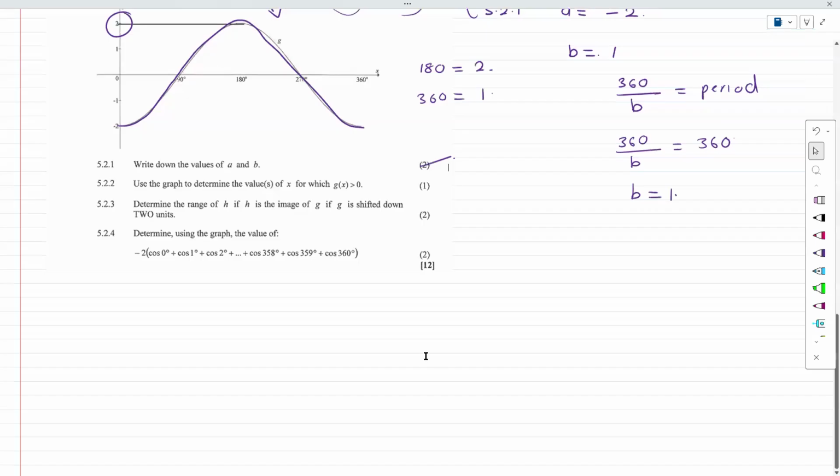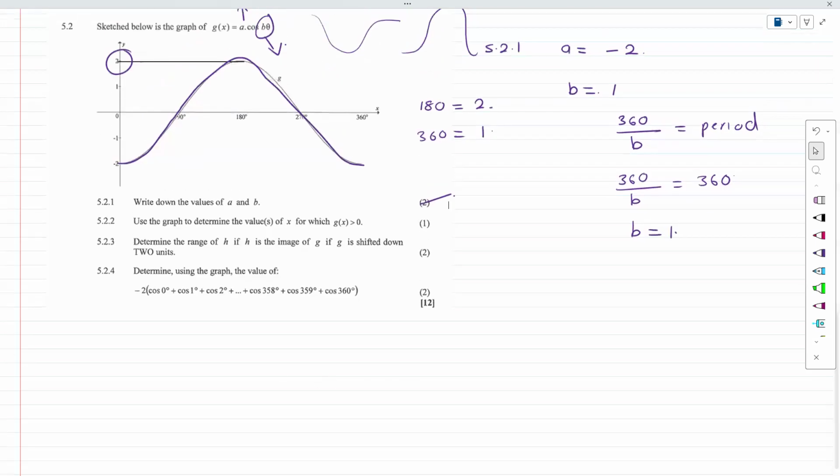Using the graph, they want us to determine x for which g of x is bigger than 0. So what that means is that g of x is just a normal graph. All I have to say is, where is this graph bigger than 0? And it's bigger than 0 here. All of the red parts. So g of x greater than 0 means where the graph is above the x-axis. So if we look at the picture, the only place the graph is above the x-axis is in between 90 and 270. And that would be the trig function for that. That would be the answer for where x is greater than 0.